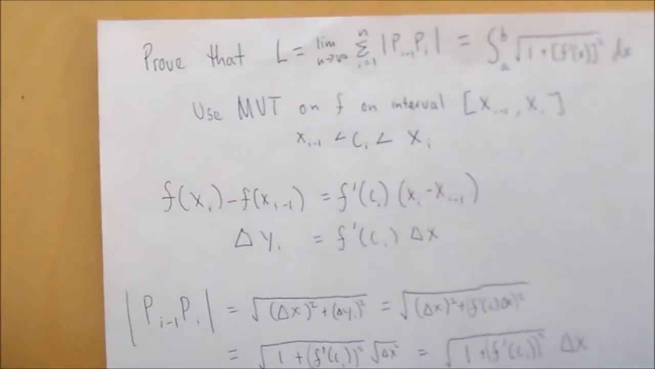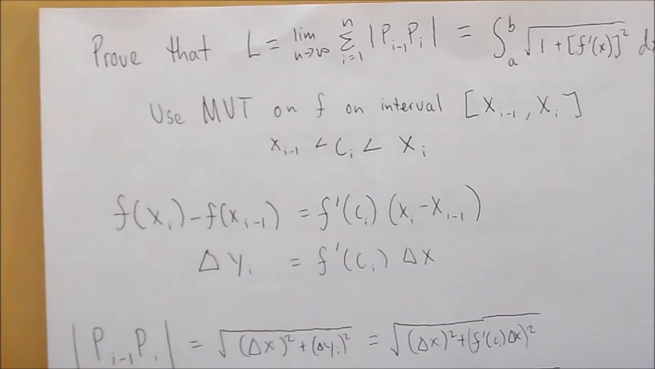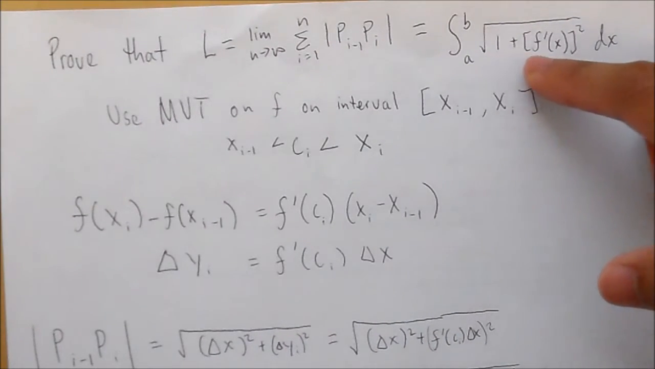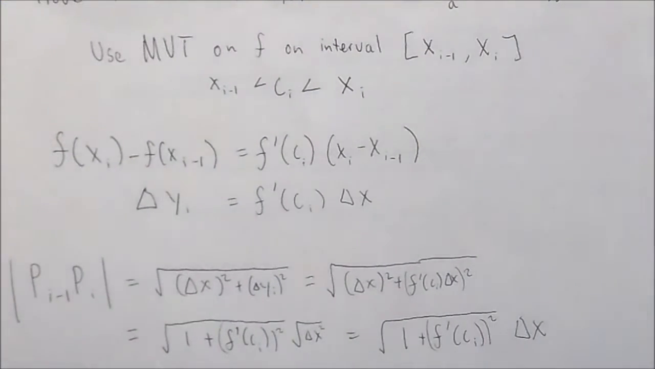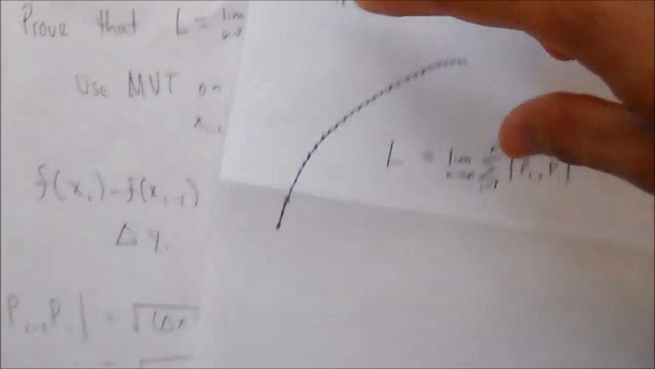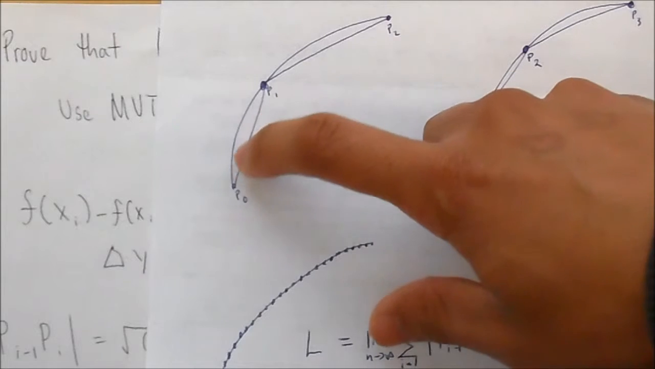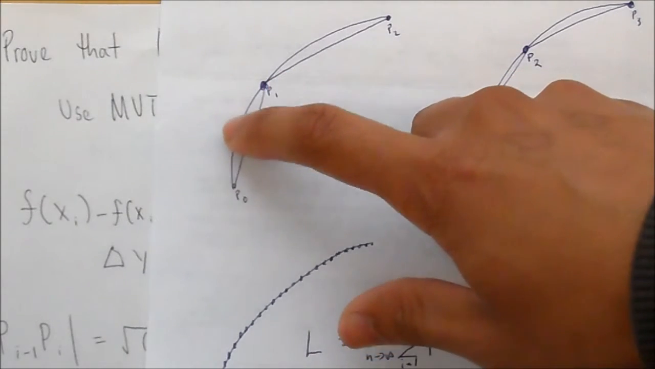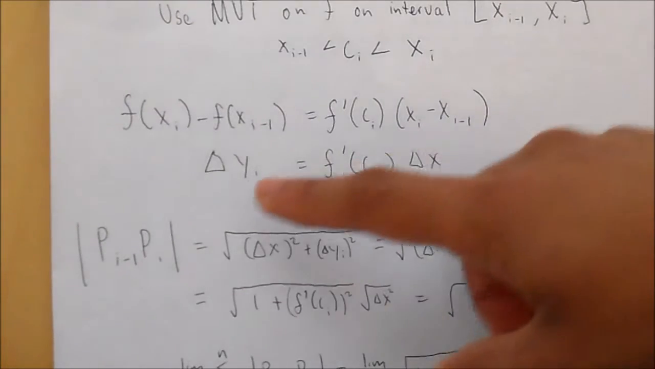Okay, so in order to prove that the sum of all these little distances equals the integral from a to b of the square root of 1 plus f prime of x squared dx, use the mean value theorem. If you have all these little points, the mean value theorem states that there exists some number in between this point and this point where the derivative equals this slope. So it pretty much looks like the point slope formula like this.